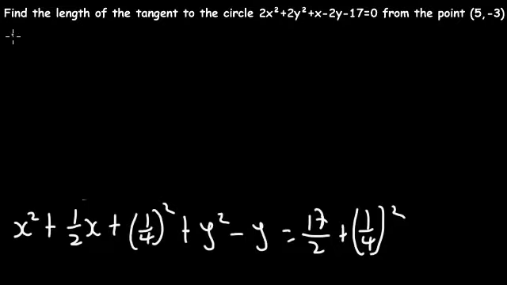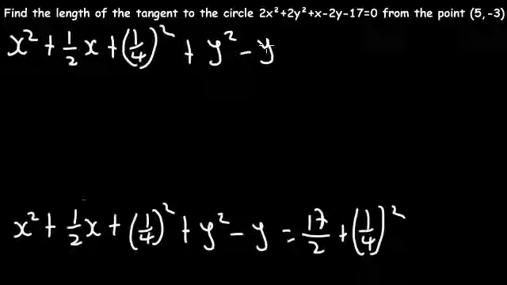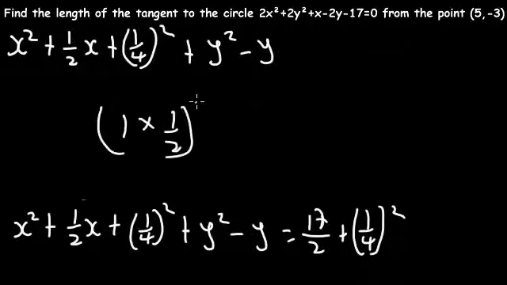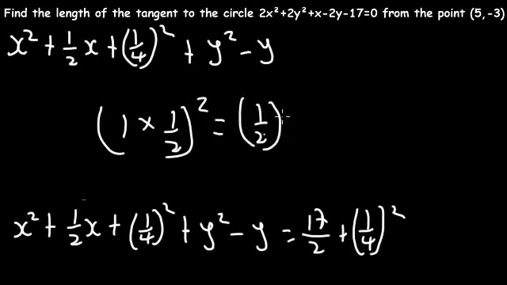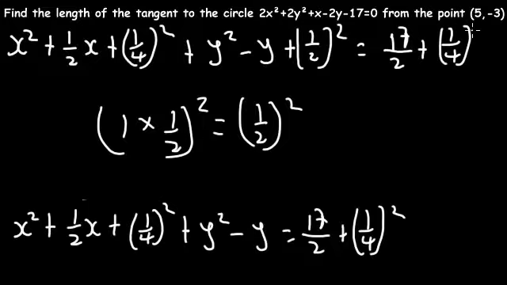Having completed the x term, let's complete the square for the y term as well. So for the y term, we have y squared minus y. So what are we adding to both sides? Let's see. The coefficient of the linear term of y is 1. We multiply by half and then square it. Notice that we have (1/2) squared. So we are adding (1/2) squared to both sides, equals 17/2 plus (1/4) squared plus (1/2) squared. Perfect.